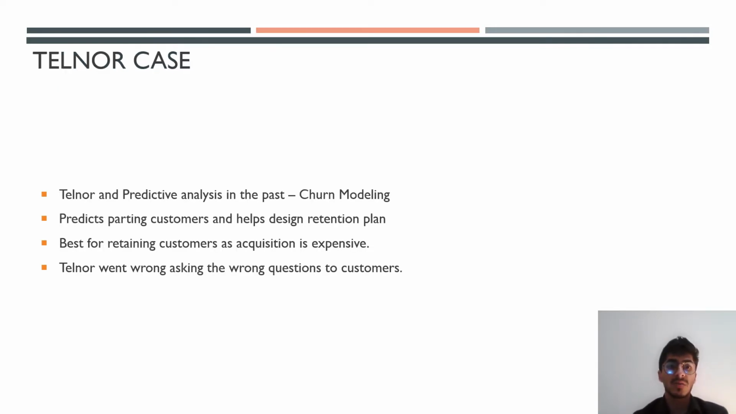So moving on to the Telenor case. Telenor had an existing predictive analysis method in the past. They used the churn model. A churn model basically predicts parting customers, and based on the number of customers that are parting, they design and develop a plan to retain them. This type of churn model is selected by almost all executives, as it involves retention and not acquisition. And as everyone knows, acquisition is always expensive when compared to retention.